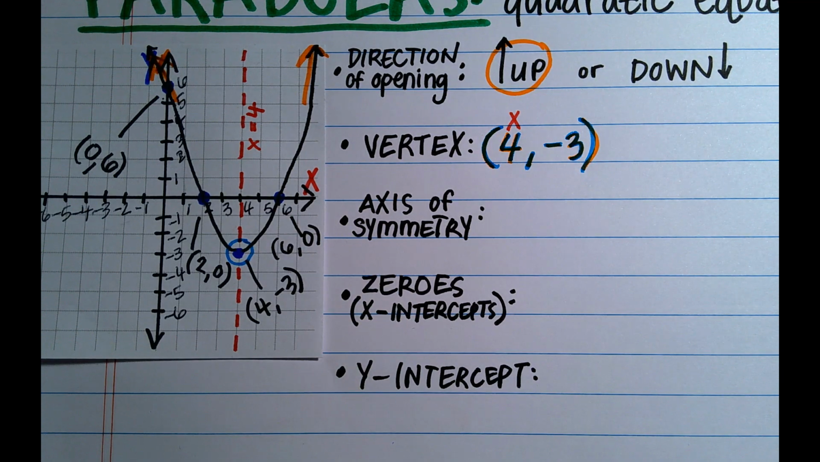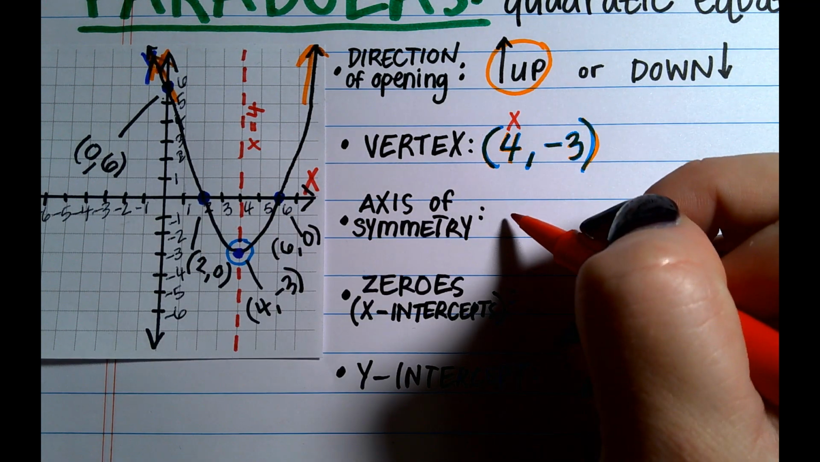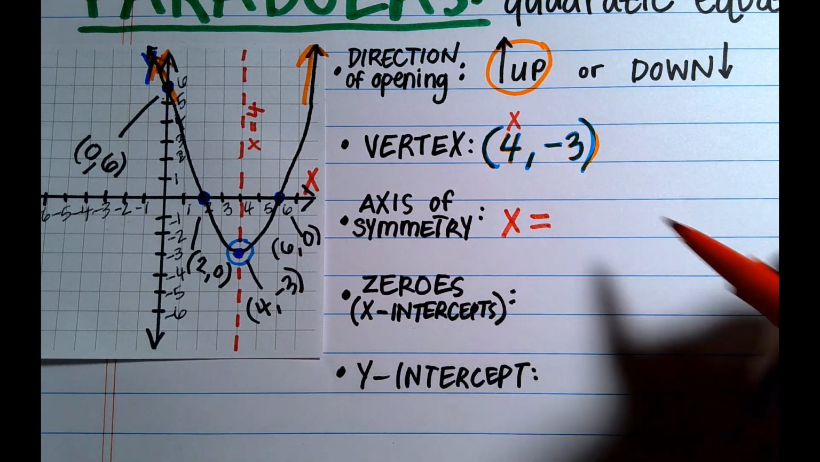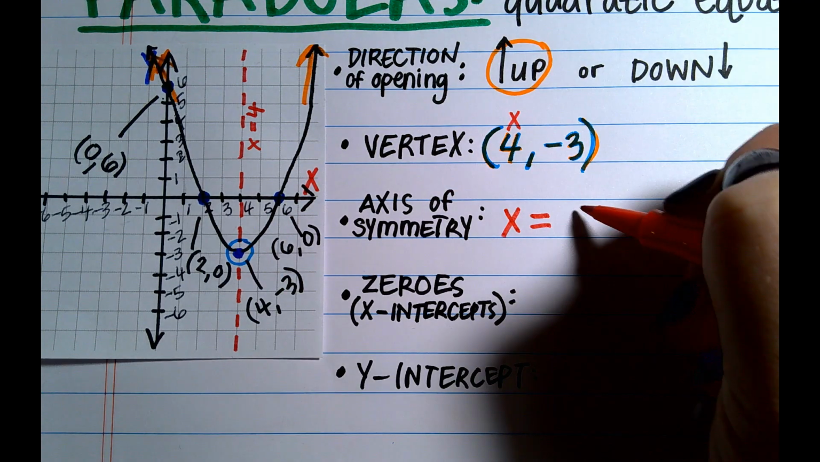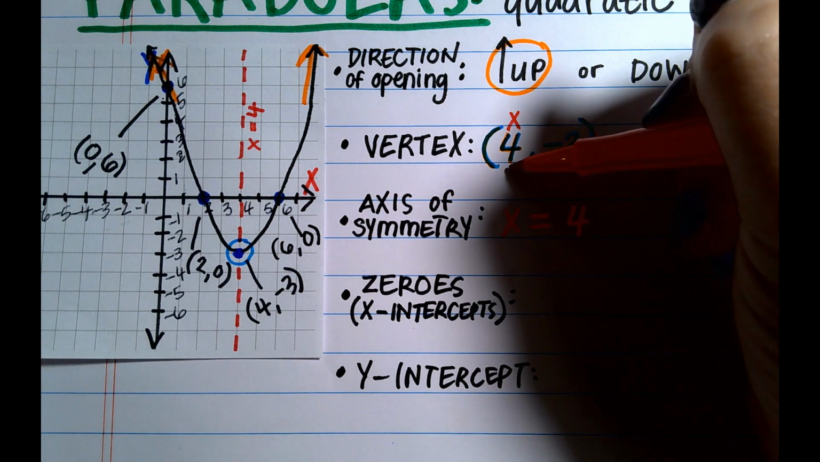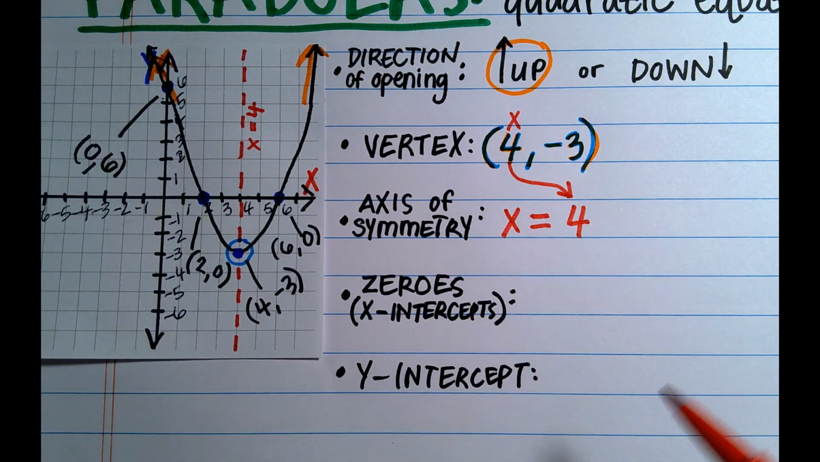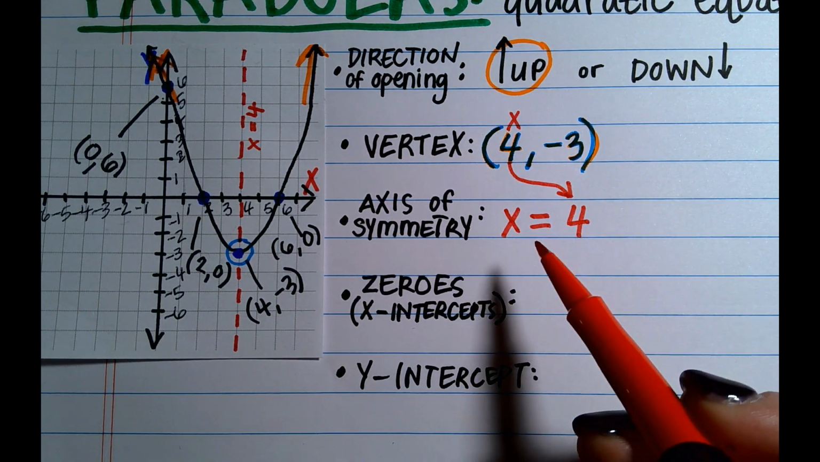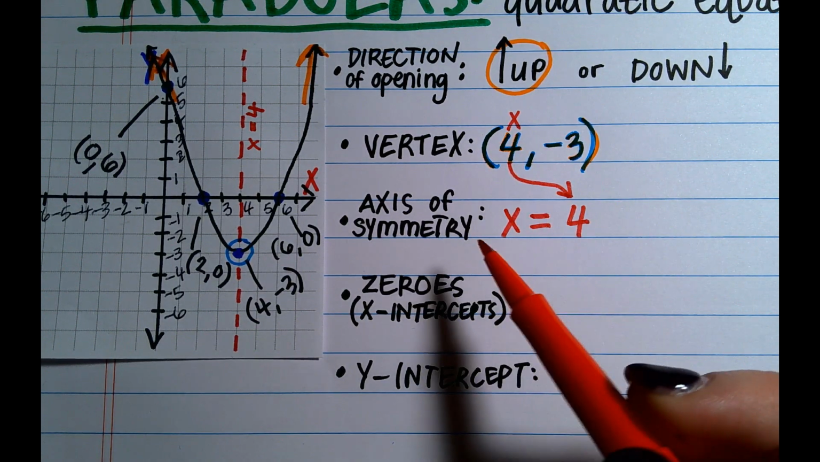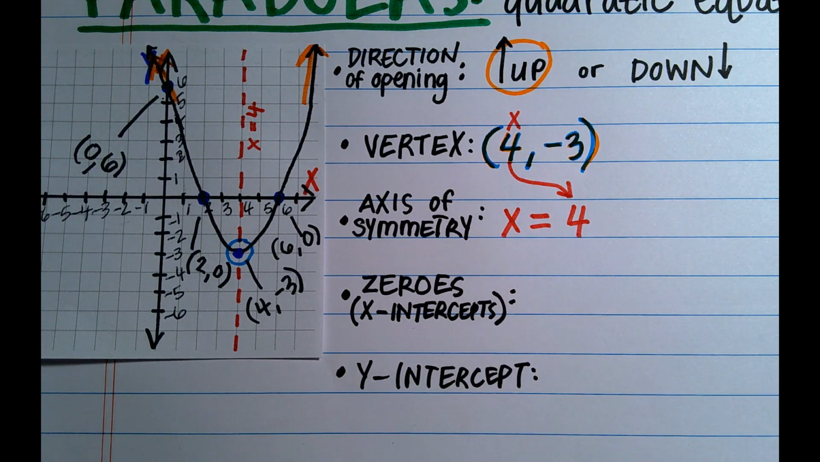So you could open and close this like a book. It's symmetrical. So the axis of symmetry, we label it by writing x equals 4, the number that it goes through. It will also always be the same x value as your vertex every single time. It will never be y, it's always x. Always x.